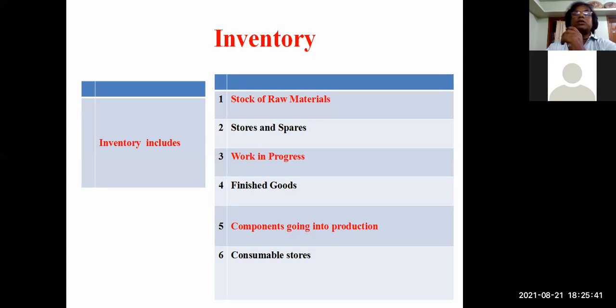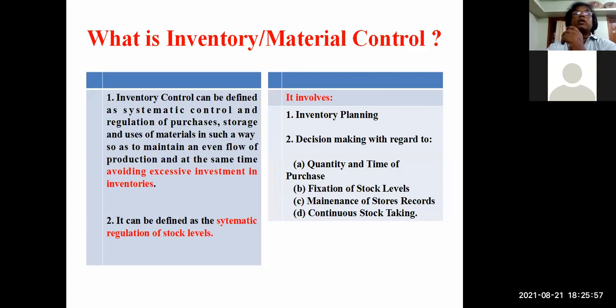So what the inventory includes: raw material, then store spare parts, work in progress, meaning goods which are not completely produced, finished goods, components going into production, consumables, all these things are inventories. And what is inventory or material control? Here I stopped earlier. So from here I am starting today. See, what is inventory control or what is material control? This thing has come today. Earlier things I have revised.